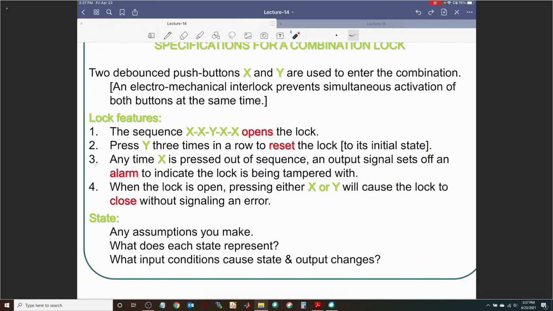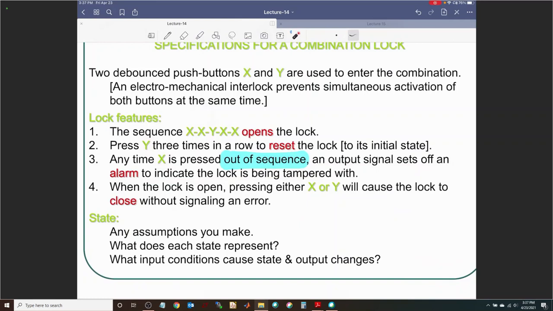The third feature is, anytime the push button X is pressed out of sequence, let me highlight that, out of sequence. When would it be out of sequence? X is okay, X is okay. So if you press X for the third time, that would be out of sequence for the first attempt. If X is pressed anytime out of sequence, an output signal sets off the alarm to indicate that the lock is being tampered with. So do anything, but don't press X at the wrong time. If you do, you go to this alarm state.